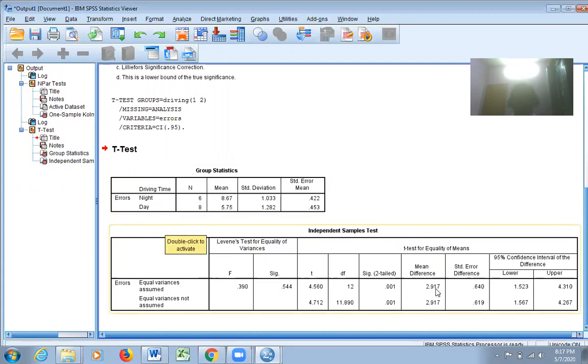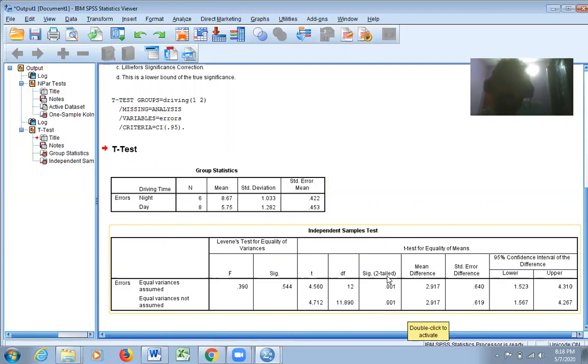So what is the mean difference? The mean difference is equal to 8.67 minus 5.75. That is the mean difference. What is the standard error difference? It is the standard deviation of the population. Fine. So we have found out that there is a significant difference between these two samples, these two groups of people.